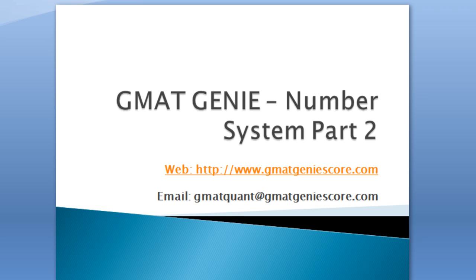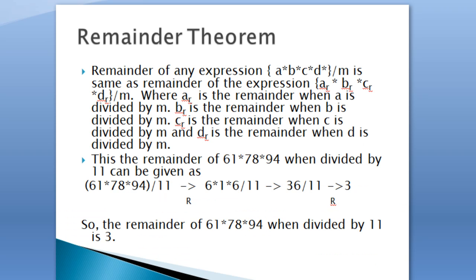So let's look at remainder theorem in number system today. What is remainder theorem? Remainder theorem states that remainder of any expression, that is a times b times c times d upon m, is same as remainder of the expression, which is a remainder times b remainder times c remainder times d remainder divided by m.